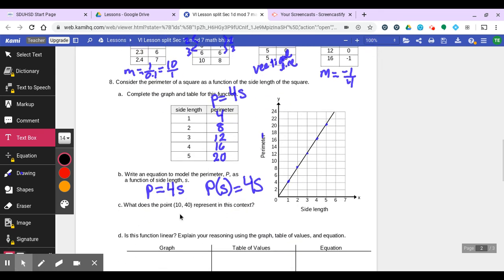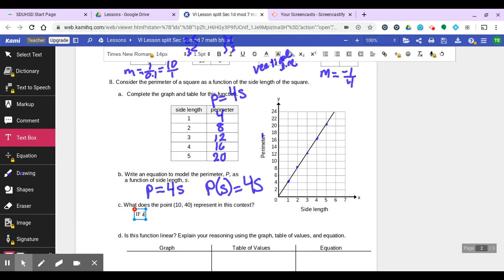What does the point (10, 40) mean? So our first value was the side length, and our second value was the perimeter. So it says if the square has a side length of 10, then the perimeter is 40. So we're going to type that one out. If a square has a side length of 10, then the perimeter would be 40 units.